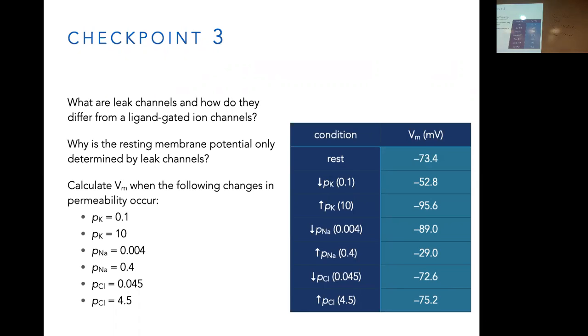Which one of the ions had the least effect on membrane potential whenever we increased or decreased permeability tenfold? Chloride has the least effect on membrane potential. So when you think about inhibitory neurotransmission, which is going to be mediated by chloride currents, these fast inhibition, we're not thinking about profound hyperpolarization. It's all about shunting inhibition.